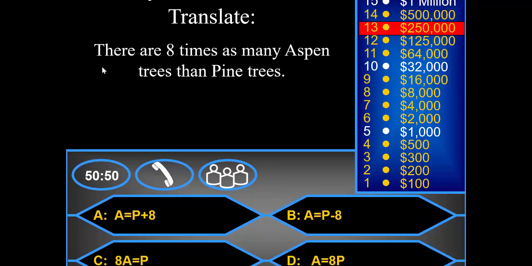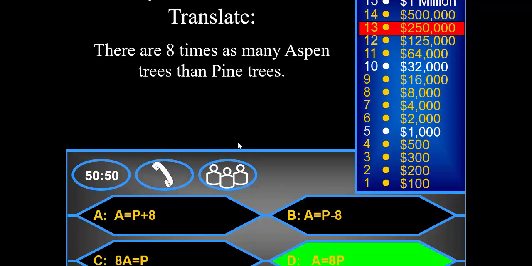Welcome back. Did you translate this correctly? We'll find out. The answer is D. Aspen trees are 8 times the pine trees. Don't forget, with "as many as," that 8 goes on the pine trees rather than the aspens. Okay, careful on that one. Let's go to the next one.